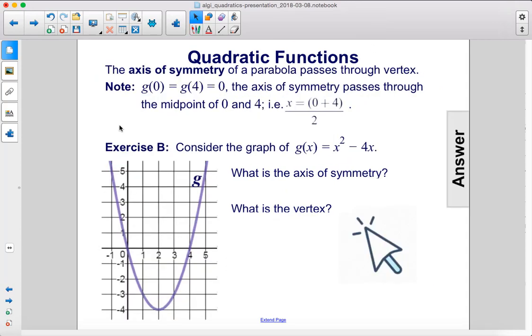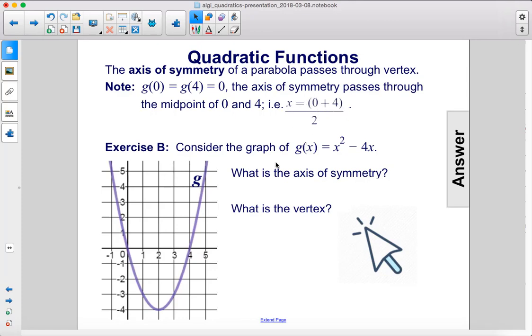The axis of symmetry of a parabola passes through the vertex. Note, g of 0 equals g of 4 equals 0. The axis of symmetry passes through the midpoint of 0 and 4. For example, x equals 0 plus 4 divided by 2.